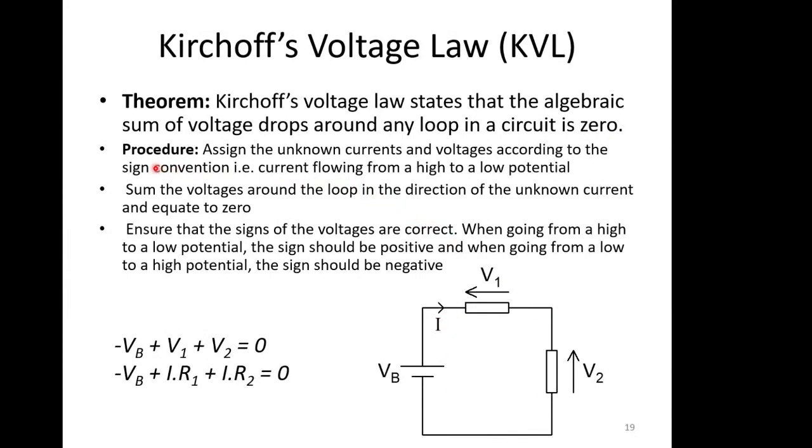But there are procedures, because we can get this very wrong if we get our definitions wrong. So we assign the unknown currents and voltages according to the sign convention, i.e. current flowing from a high to a low potential. So we assume that this is a positive voltage, we define the current going this way, and therefore these voltages will be defined in this direction as positive. And then we can say that V1 plus V2, starting from here, up V2, up V1, must equal, effectively, VB, driving it around. So VB, the driving voltage, is equal to V1 plus V2, and then it's back to zero again around the loop. This is the formal way of doing that.